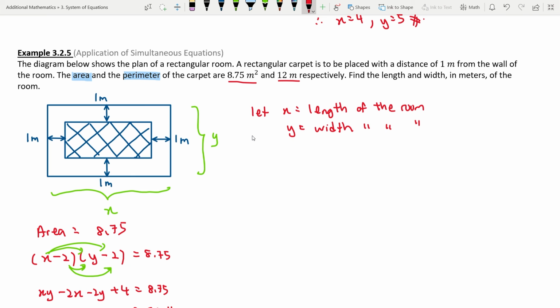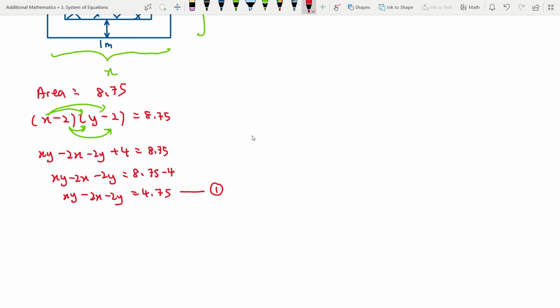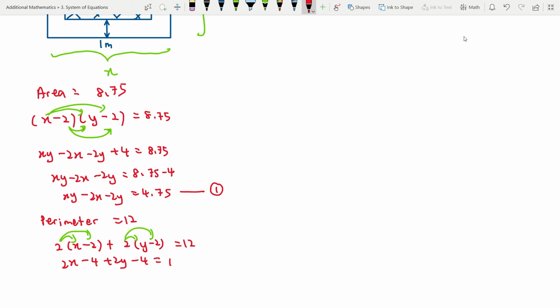We are also told that the perimeter is 12 meter. Perimeter is equal to 12. The length of the perimeter is x minus 2. We have 2 of them. And the width of the perimeter is y minus 2. We have 2 of them. And the total is 12. We expand the bracket. 2x minus 4 plus 2y minus 4 is equal to 12.